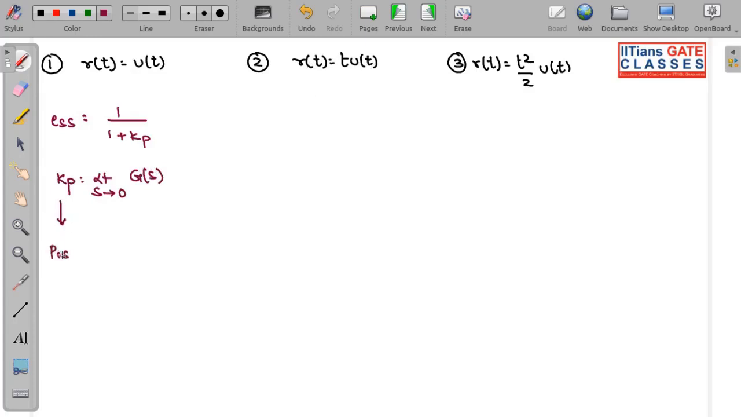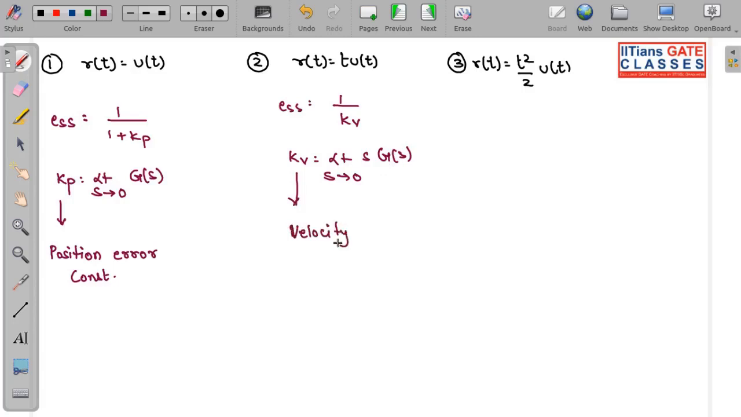your position error constant. Now when your R(t) is equal to t u(t), that means unit ramp, at that time ESS is equal to 1 by Kv, where Kv is equal to limit s tends to 0 of sG(s). And this Kv is known as your velocity error constant. Okay, so this is your velocity error constant.